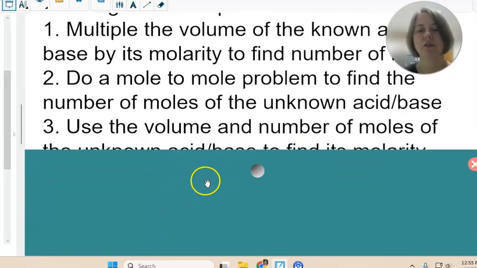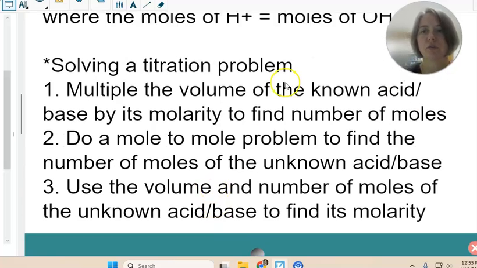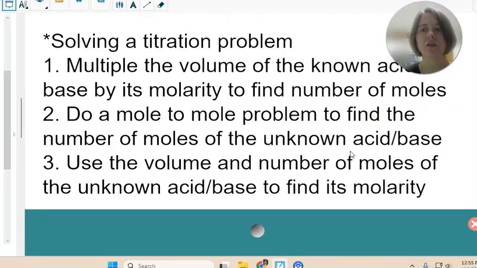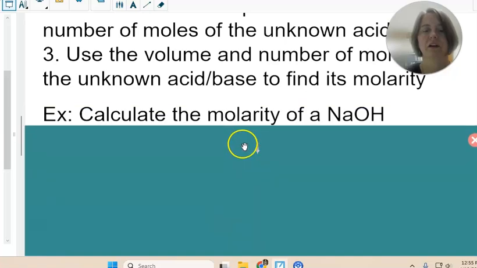And then we're going to go back to that molarity equals moles over liters, but this time we know the moles, we just found it out. We know the volume because we could measure it, and we divide those to get the molarity. So we started with the molarity and the amount of your known. We find the number of moles. We do a mole to mole problem to find our unknown number of moles, and then we use our molarity equals moles over liters to find the molarity of our unknown solution. All right, so let's do that.